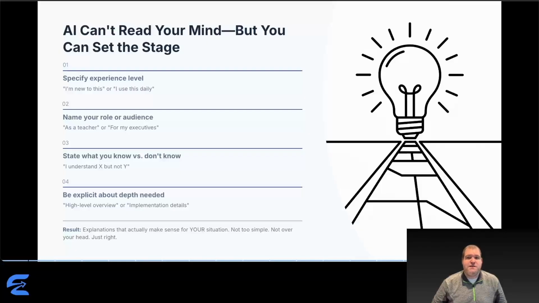State what you know versus don't know: "I understand X, but not Y." Be explicit about depth needed: high level overview, or implementation details. Do those 4 things, and you get explanations that actually make sense for your situation. Not too simple, not over your head, just right. That's what specification gives you.